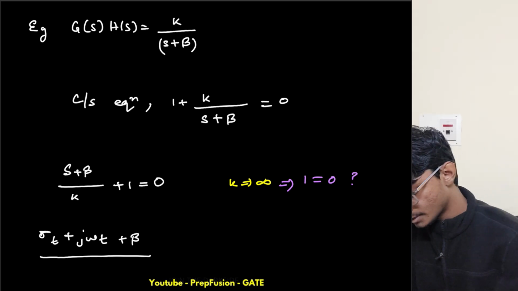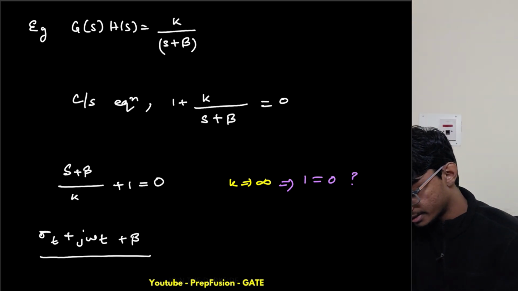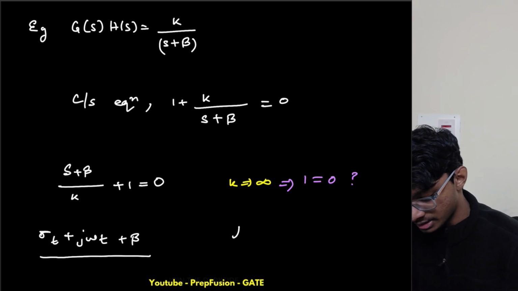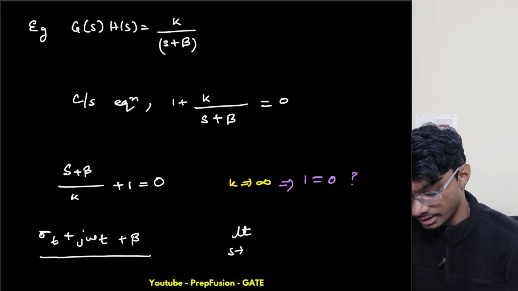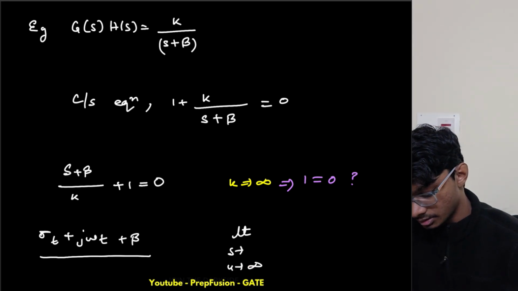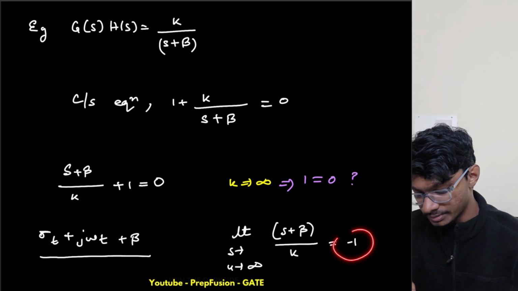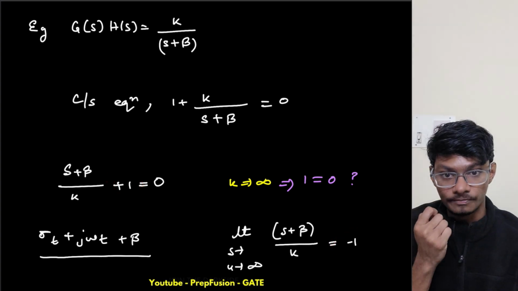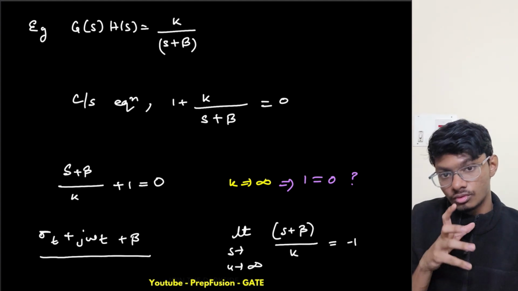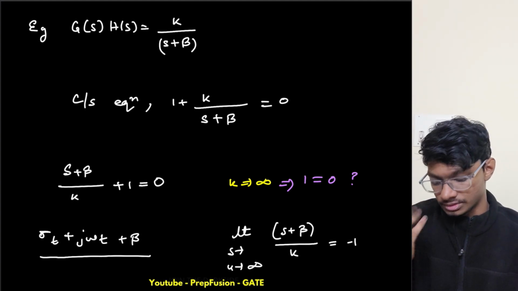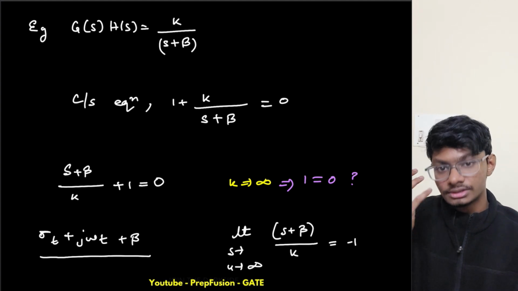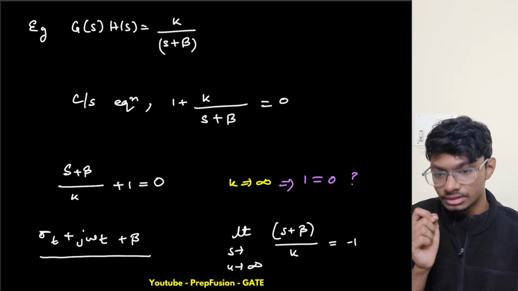So what I want to write here is the limit as s tends to whatever, and K tends to infinity, of this equation, (beta by K) should give me minus 1. Why? If I get minus 1 over here, then this minus 1 and plus 1 will get cancelled and I will get 0. So how to get minus 1? S is varying, right? Think about it. If s goes to infinity, can it go to minus 1?